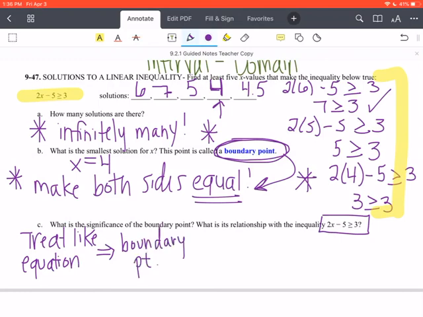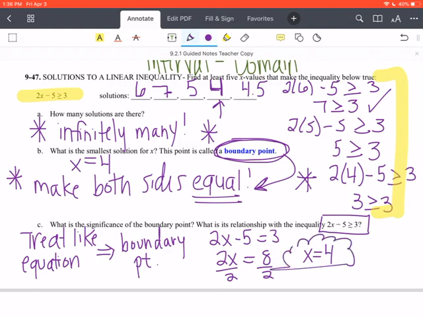So if we go through this problem, if I treat it like an equation, put my equal sign in, not 0, it should be a 3. Then we just simply solve. You guys know how to solve this. We're going to add 5 to both sides, so we get 2x equals 8. We're going to divide by 2 on both sides, so we get x equals 4. That right there is a very special point because it is indeed the boundary point.